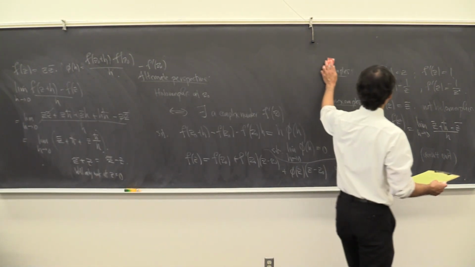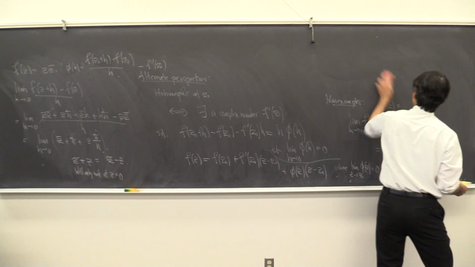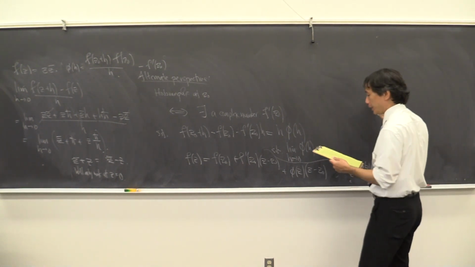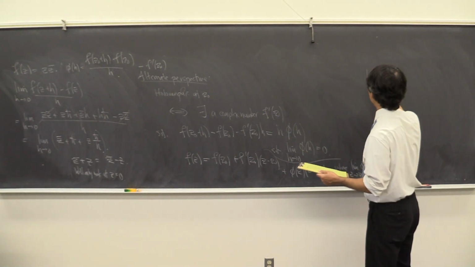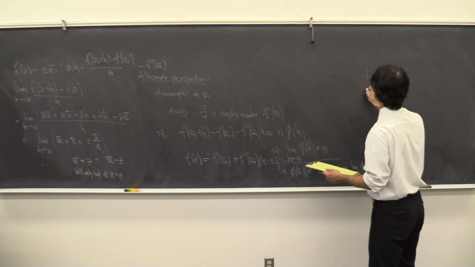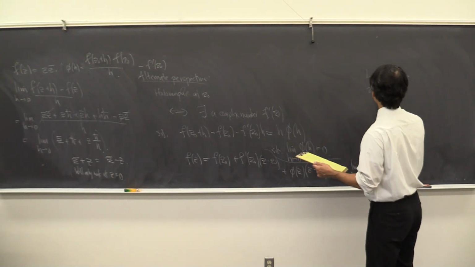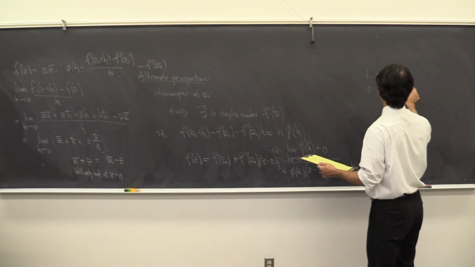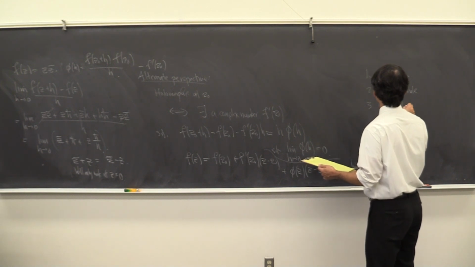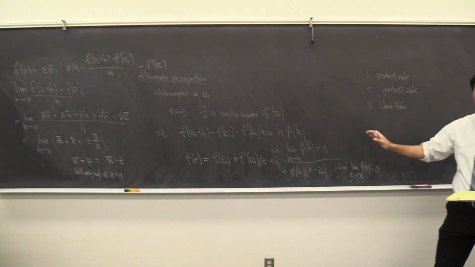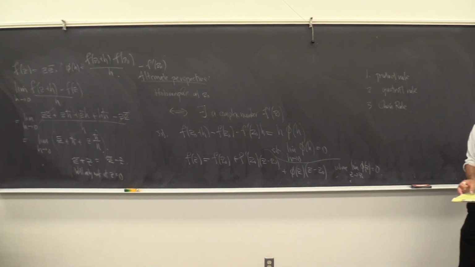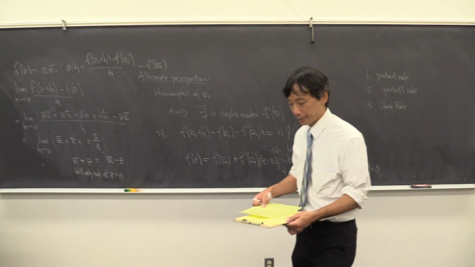From this formulation you can get immediately, well, you don't actually need this for everything, but from the definition you can get the product rule, the quotient rule, and the chain rule. In particular, the chain rule follows immediately from thinking in this last way.